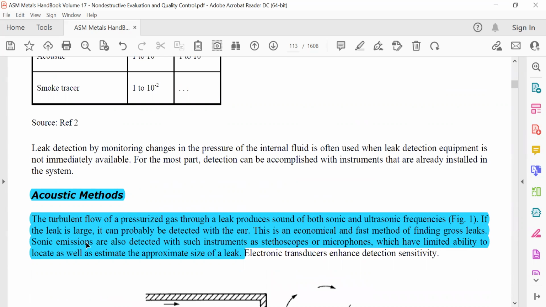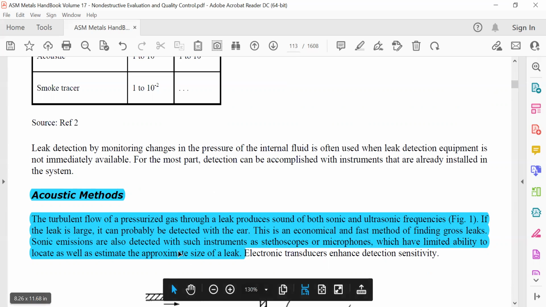Acoustic method. The turbulent flow of a pressurized gas through the leak produces sound of both sonic and ultrasonic frequencies. If the leak is large, it can probably be detected with the ear. This is an economical and fast method of finding gross leaks. Sonic emissions are also detected with such instruments as stethoscopes or microphones, which have limited ability to locate as well as estimate the approximate size of the leak.